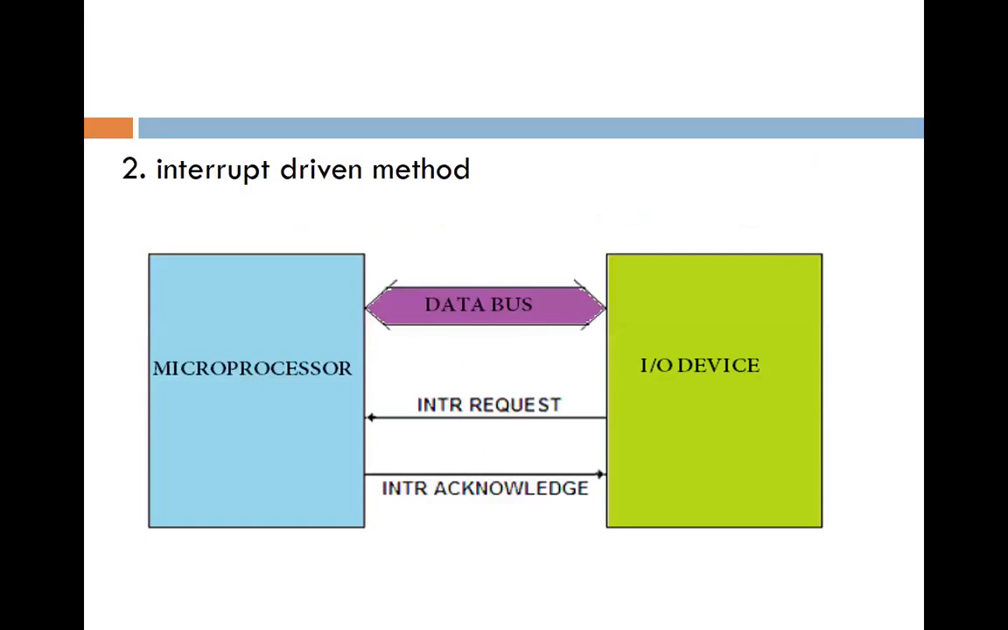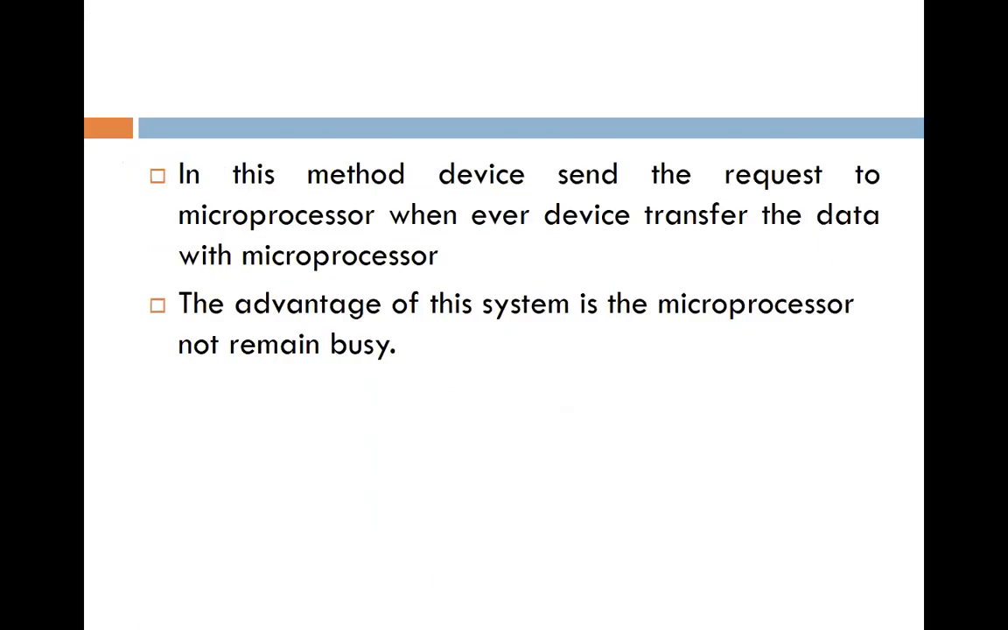Now the second method is the interrupt driven IO method. In this method, the microprocessor does not continuously scan all the devices. Whenever an IO device is ready to send data, the IO device sends a request to the microprocessor, and then the microprocessor communicates with that device to transfer the data. The advantage of this system is that the microprocessor does not remain busy all the time.